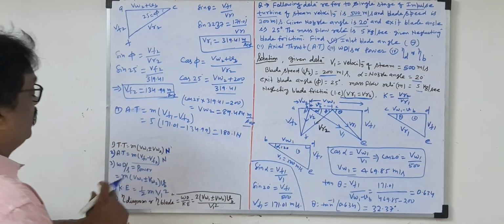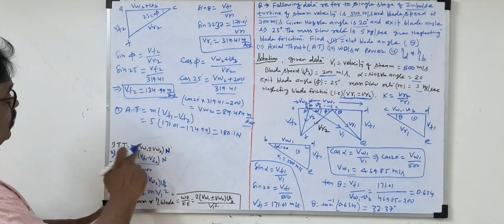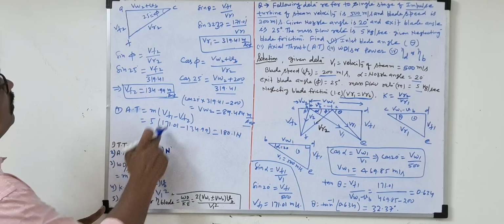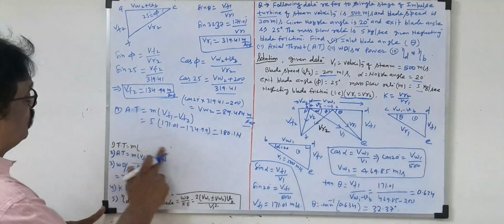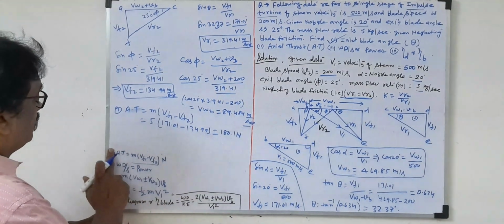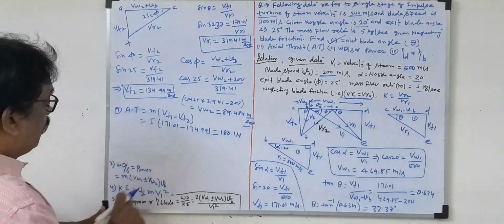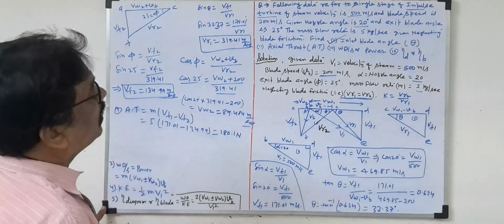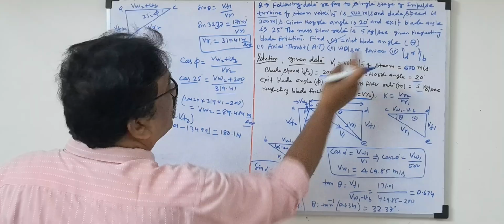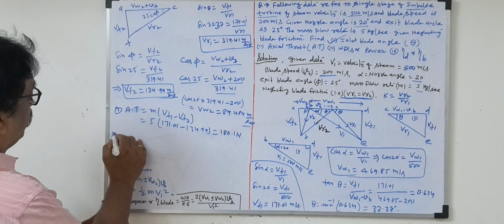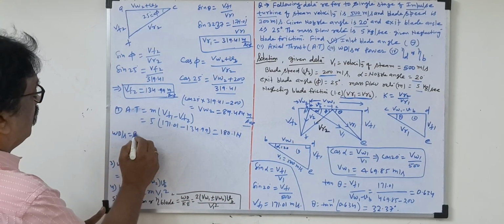Tangential thrust they are not asking. If they ask, we will substitute this formula: M times (Vw1 plus Vw2). But these questions they are not asking. Okay, axial thrust over. Now work done. Inlet blade angle over. Work done they are asking, or power. Work done per second, or power.